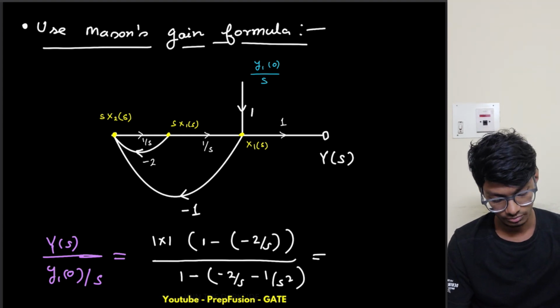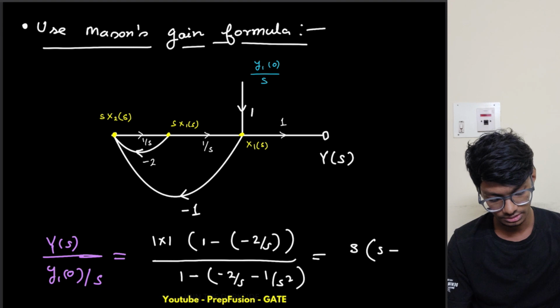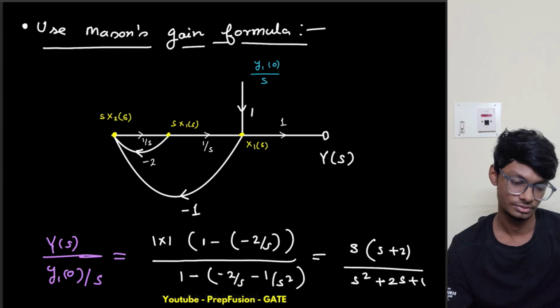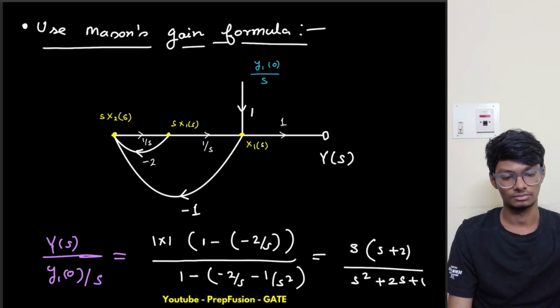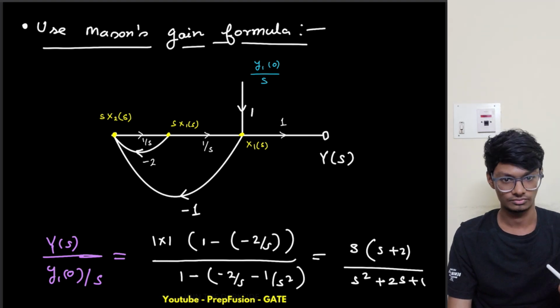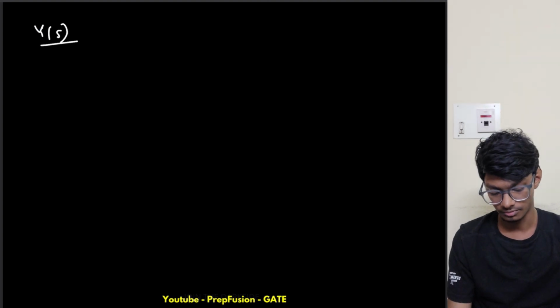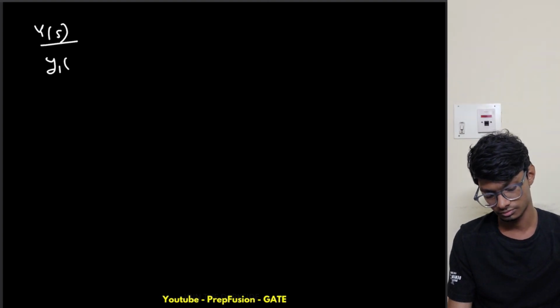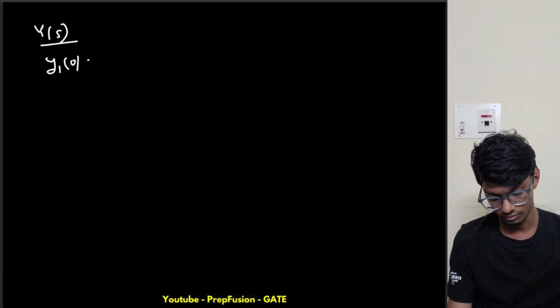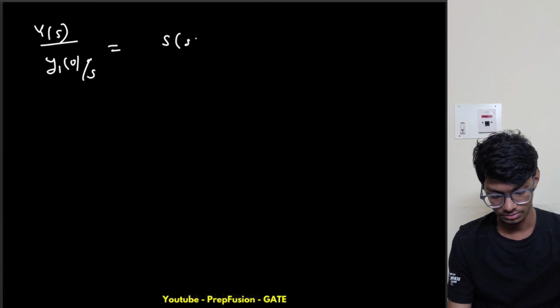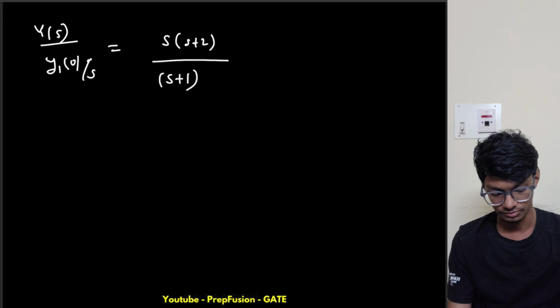If I multiply s square on both sides, I get s times s plus 2, and in the bottom I get s square plus 2s plus 1. What is this s square plus 2s plus 1? It is simply s plus 1 whole square. So Y of s upon Y1 of 0 of s equals s into s plus 2 divided by s plus 1 whole square.